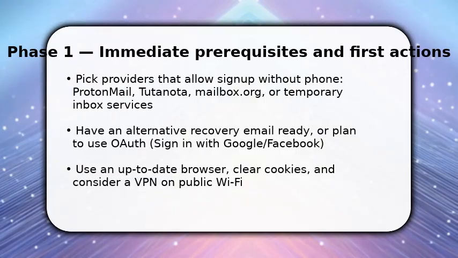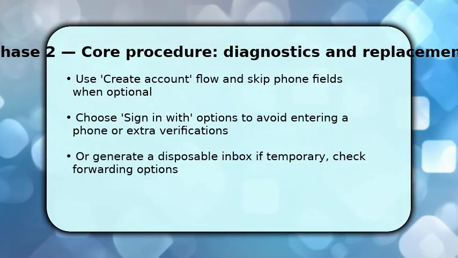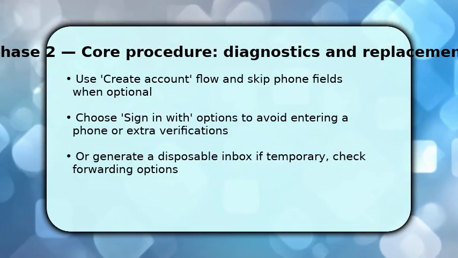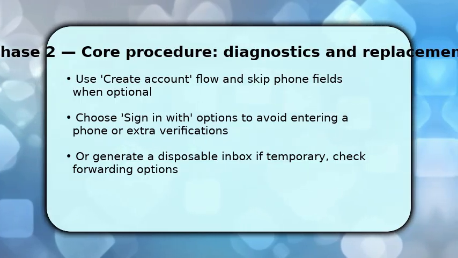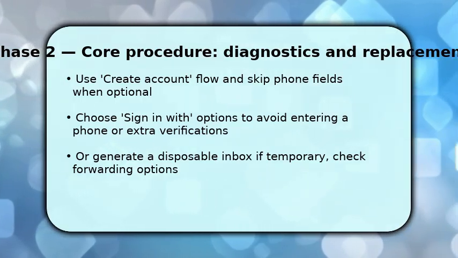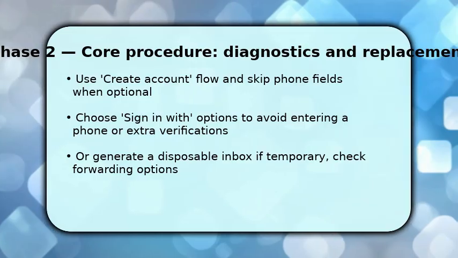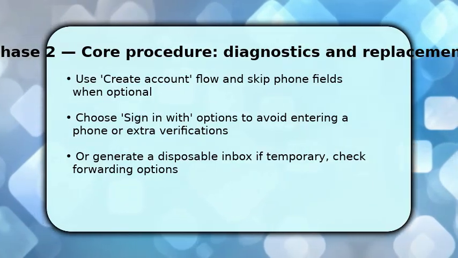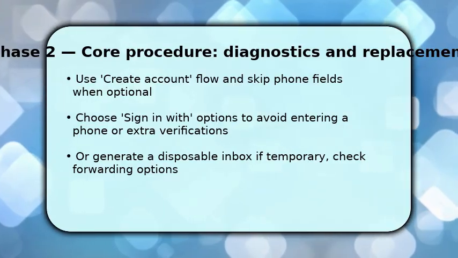You now perform the actual sign-up. If the phone field is optional, skip it and complete name and recovery email fields. Alternatively, pick an OAuth option. Sign in with Apple, Google, or Facebook so you don't add a phone. For temporary needs, create a disposable inbox and enable forwarding to your alternative address. Make sure you set a strong password if prompted. Otherwise, rely on the OAuth provider's security.